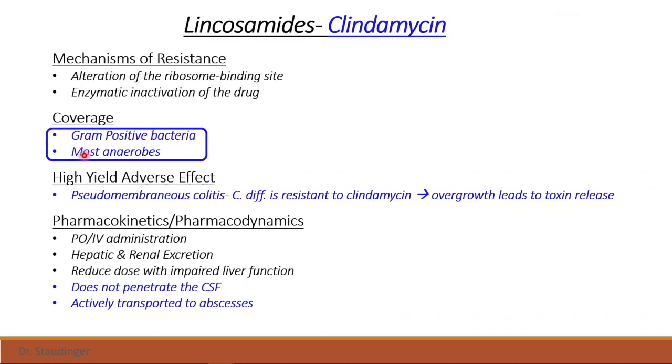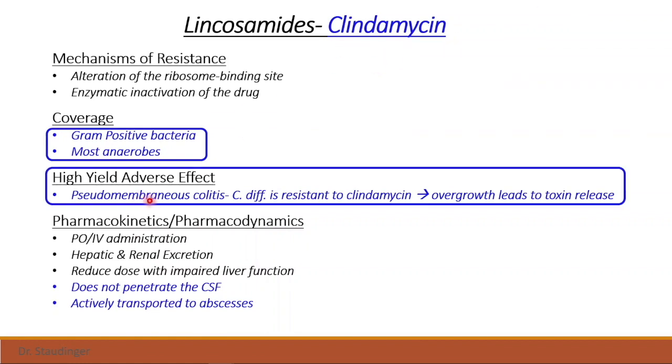There is good coverage of gram-positive bacteria and most anaerobes. One high-yield adverse effect of clindamycin includes pseudomembranous colitis, or C. diff. Turns out C. diff is resistant to clindamycin, and that leads to overgrowth, which leads to excessive toxin release. Clindamycin does not penetrate the cerebrospinal fluid. However, it is actively transported to abscesses, and this can be a benefit when you're treating patients with abscesses.